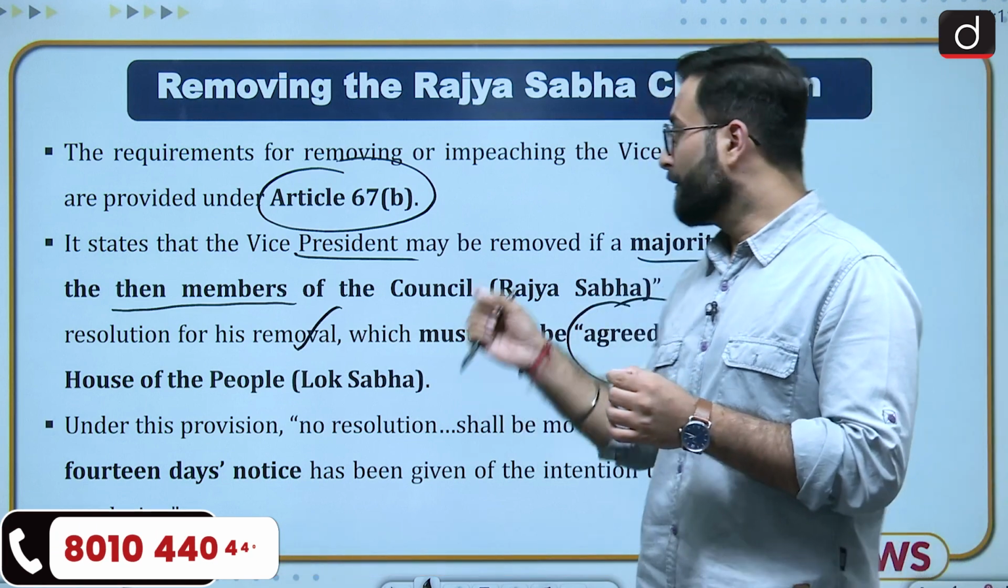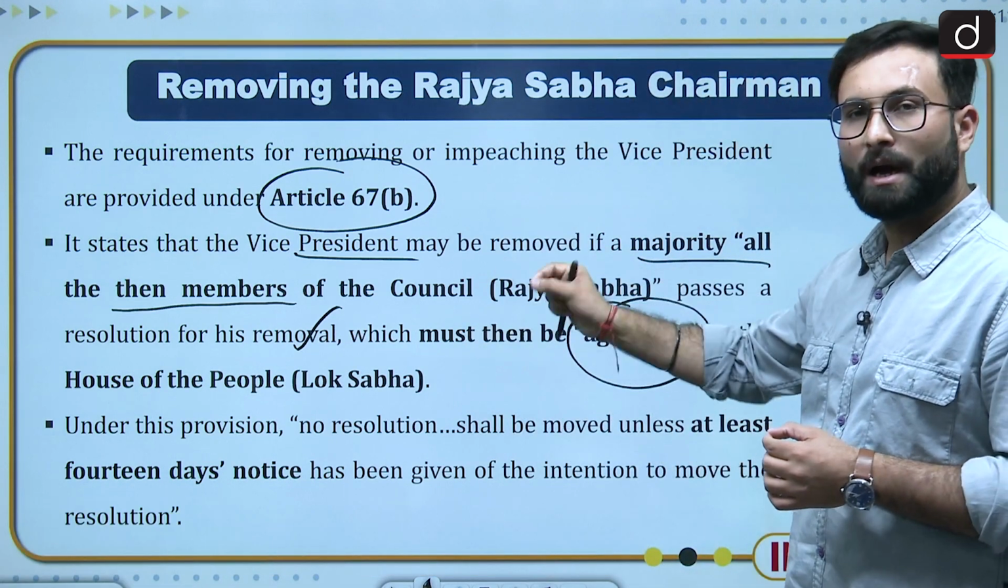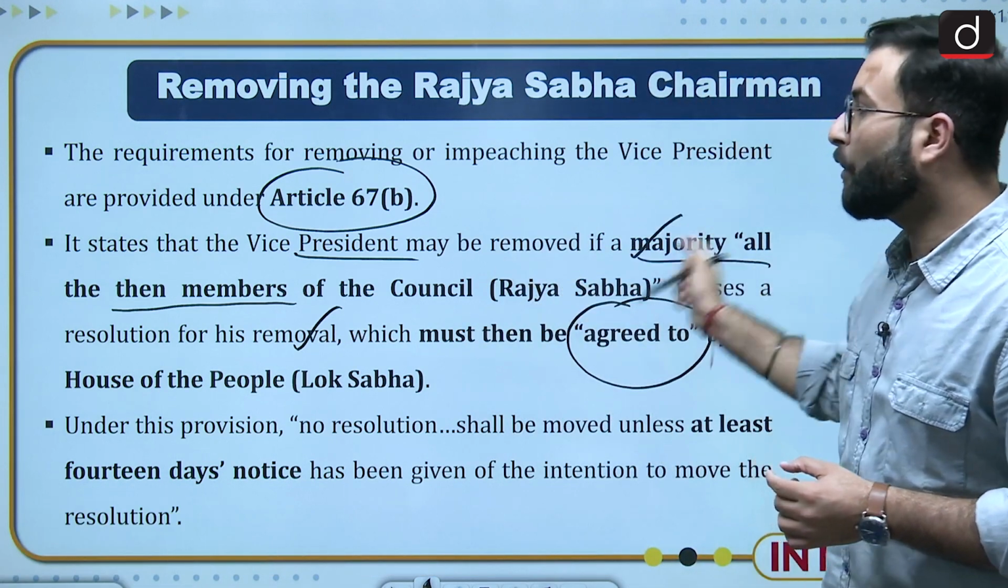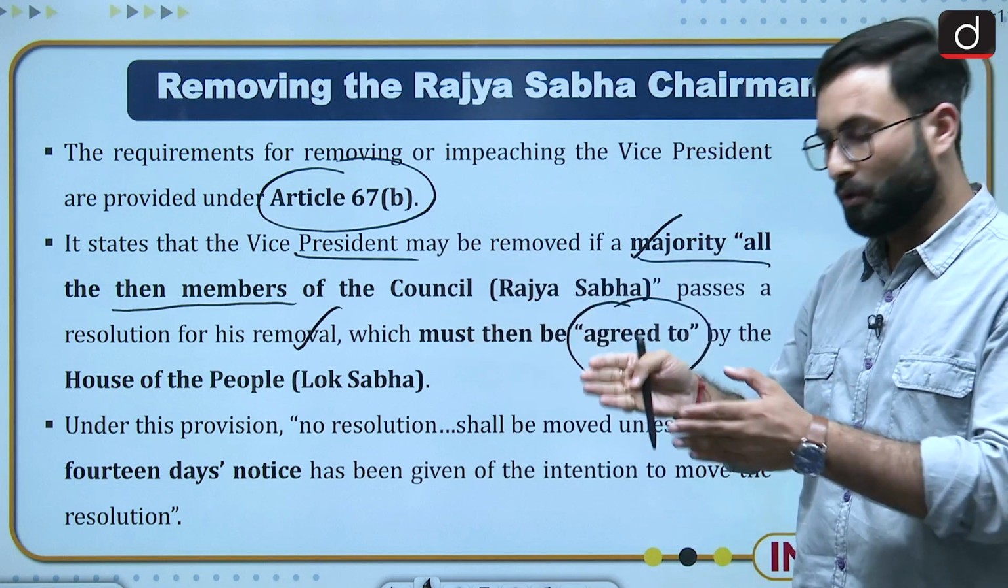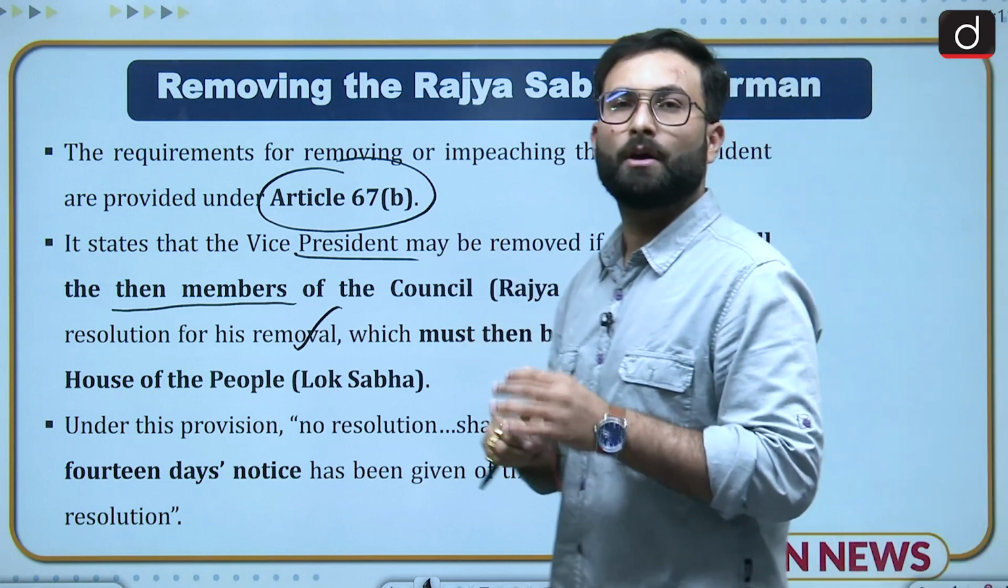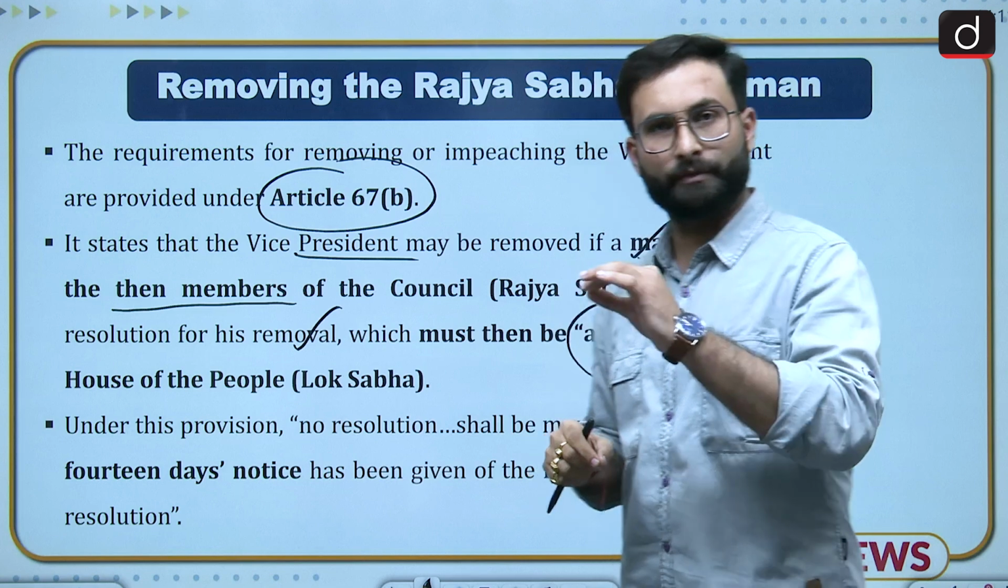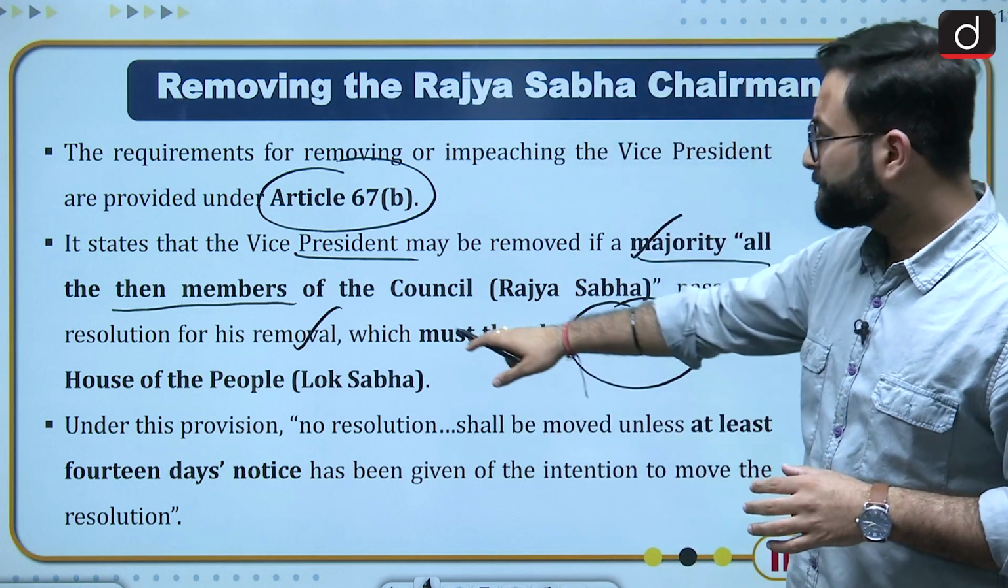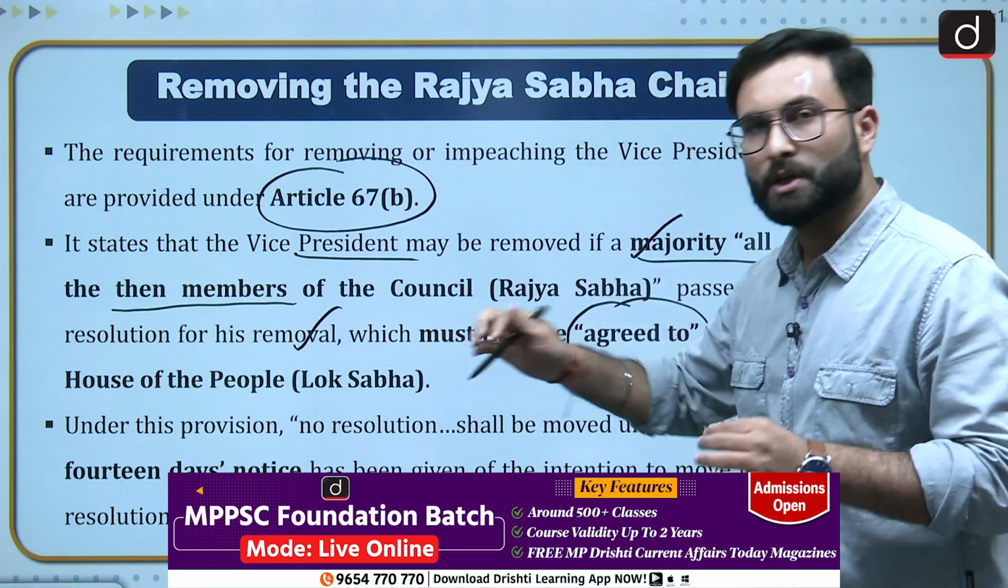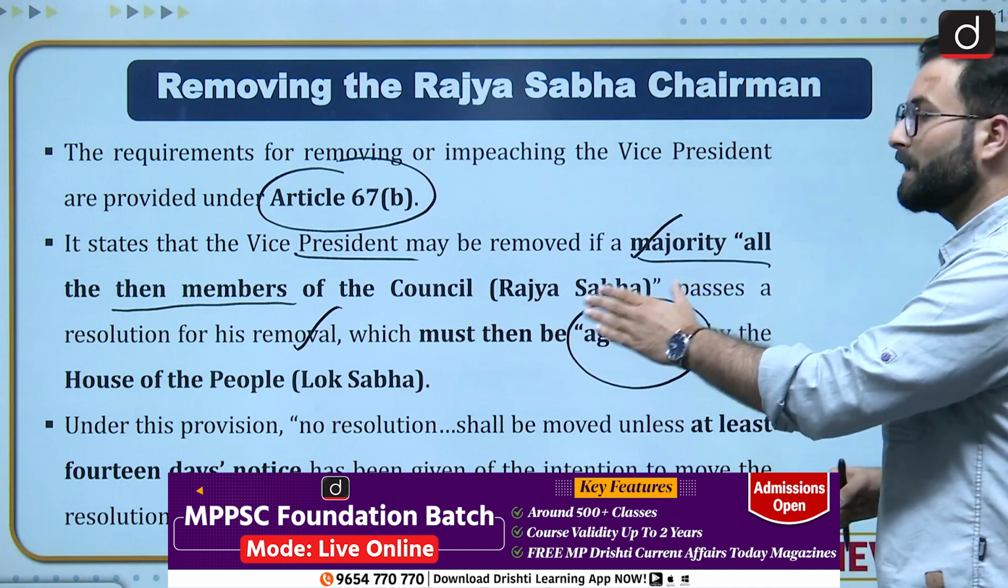They are saying that first the Rajya Sabha has to pass the resolution with the majority of all the then members. Those members which are at that point of time, or you can say the total membership of the House of the Rajya Sabha. Then this particular resolution must be agreed to by the House of the People.